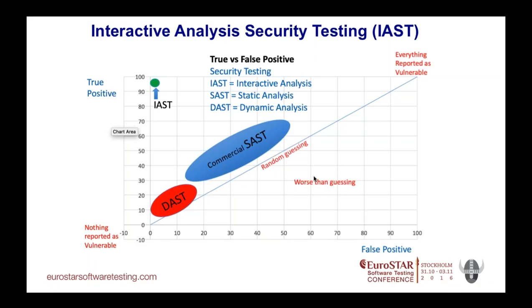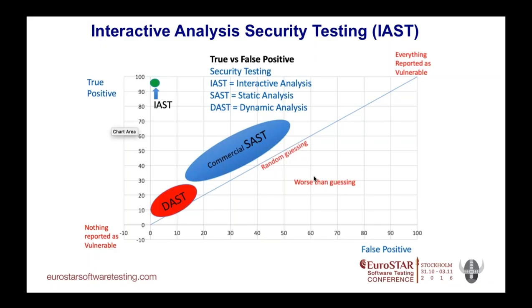And we end up in this new world now where the DAST tools are good at not reporting a lot of false positives, but they're bad at reporting true positives, i.e. real vulnerabilities. And the commercial static application security testing tools are a bit better than random guessing, but for the money they charge, you really want more and you really need more.